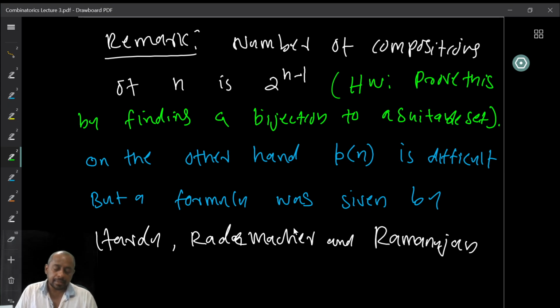Now, on the other hand, P of n. For the number of compositions, we have a nice formula, 2 raised to n minus 1. On the other hand, P of n is difficult to find a nice formula for. But actually, one exists, and this formula was given by Hardy, Rademacher, and Ramanujan. The formula is as follows. I will just state it.